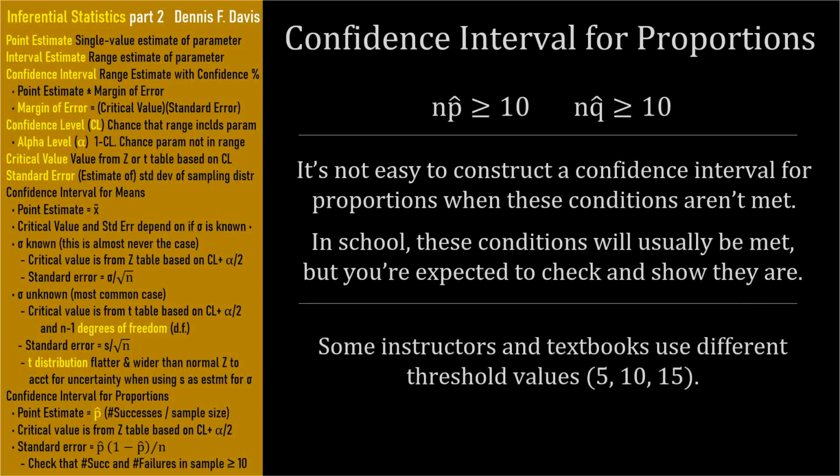Second point, some instructors and textbooks use a cutoff value of 5 instead of 10, and I've even seen 15. My advice is to agree with your instructor, but it may be enlightening to try out this applet yourself and see what you think for different values of N and P.